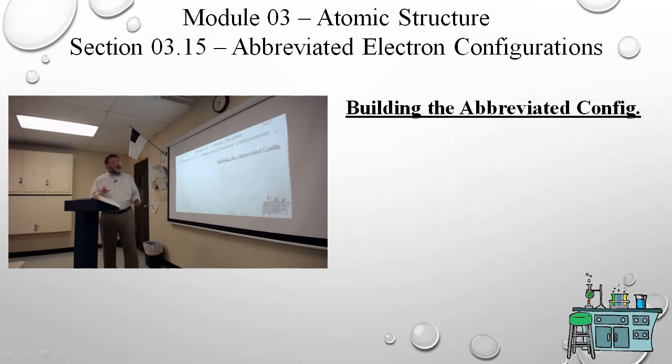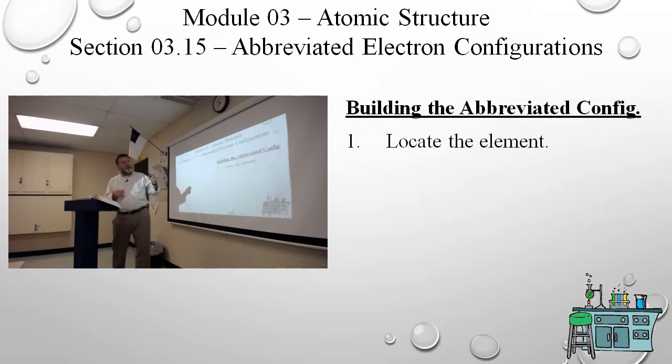Here's what we're going to do. First of all, when you're building the abbreviated configuration, what I want you to do is go to the periodic table and locate the element. Find it on the periodic table. You've been doing that already, right? Going there just to find the number.